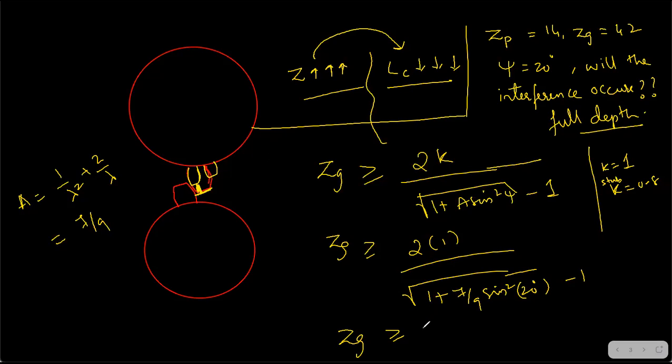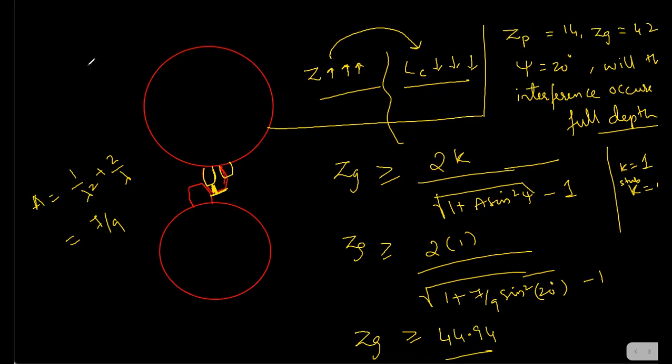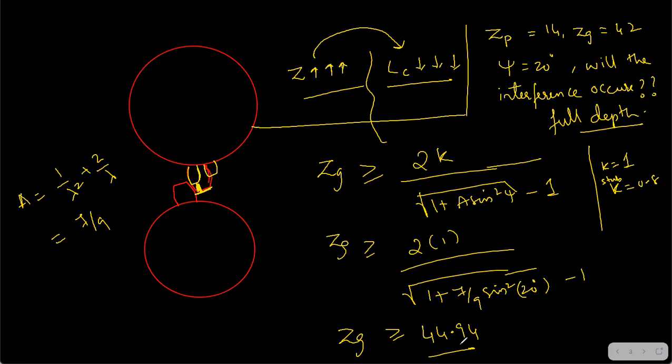I got the answer as 44.94. Kindly cross check it if I'm wrong. I have done this calculation. So ZG should be greater than or equal to 44.9194, but we have ZG equal to 42. So there is interference here.